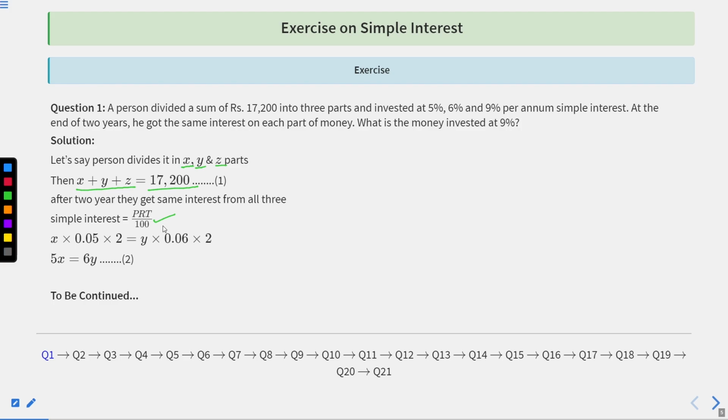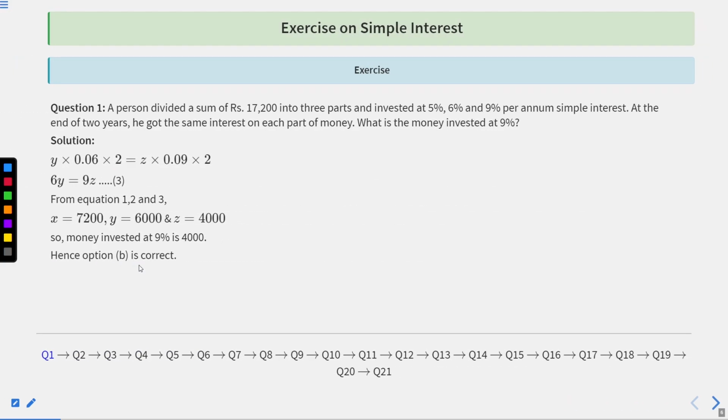And here X into 0.05 into 2 is equal to Y into 0.06 into 2 because he received the same interest. So that means 5x equal to 6y. So that's our second equation. Now, since with 9% also he received the same interest, that is y into 0.06 into 2 equal to z into 0.09 into 2. That means 6y equal to 9z, that is equation 3.